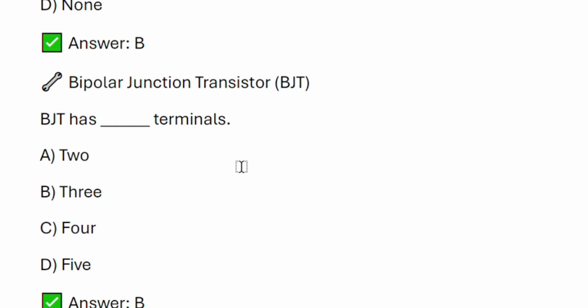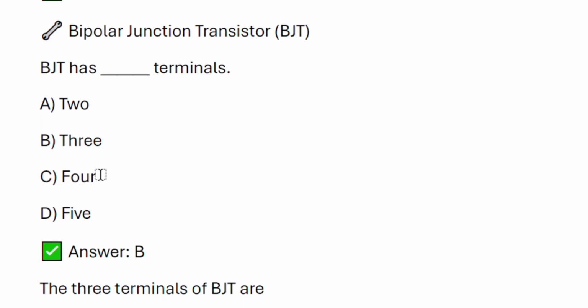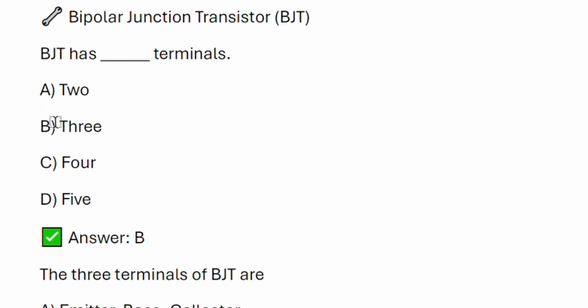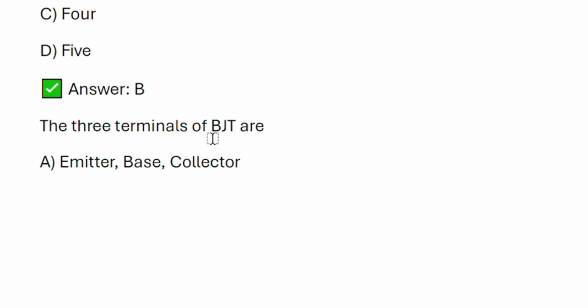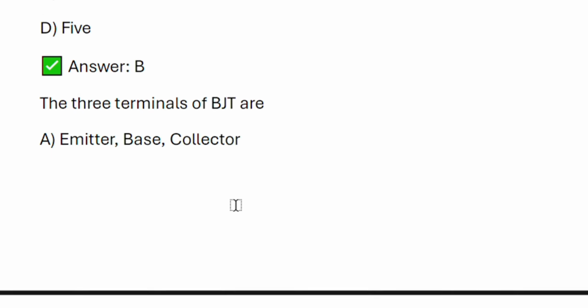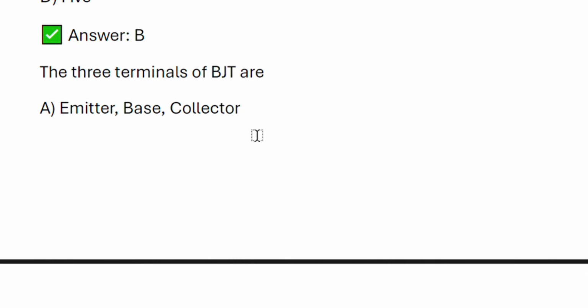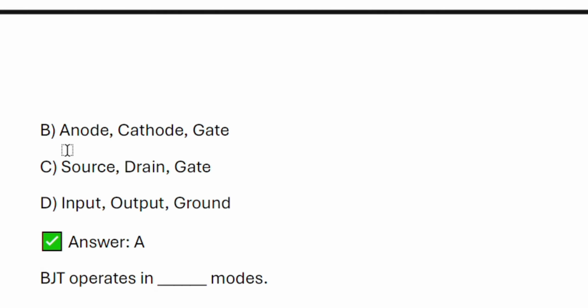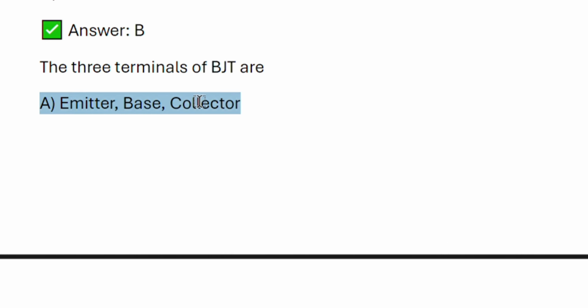Next question. Bipolar junction transistor BJT, इसमें से कुछ क्वेश्चन करेंगे. BJT has dash terminals: 2, 3, 4, 5. The correct answer is option number B, 3. Next question. The 3 terminals of BJT are emitter, base, collector; anode, cathode, gate; source, drain, gate; input, output, ground. The correct answer is option number A, emitter, base, collector.